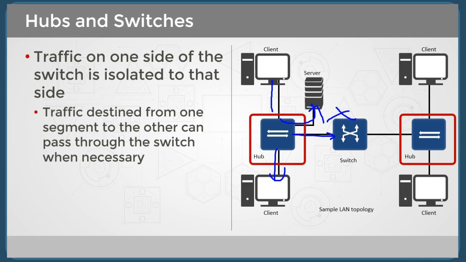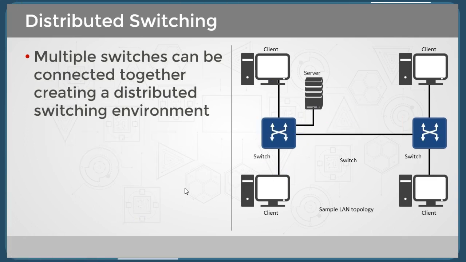Now, this is a fairly old implementation because, in the early days of networking, switches were a lot more expensive than hubs. So this was common back in those days. But today, switches are far less expensive and hubs are more or less extinct. So now it is common to see distributed switches, which just means that we connect our switches to each other to create a common switched environment.